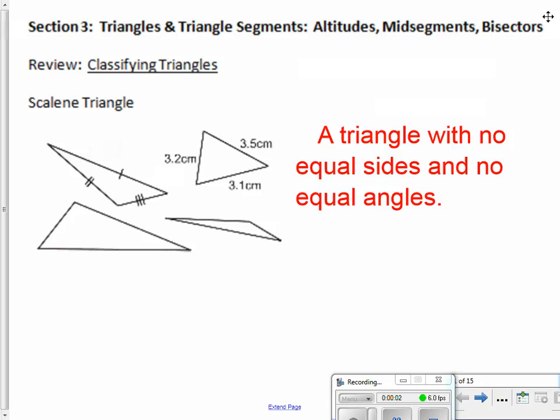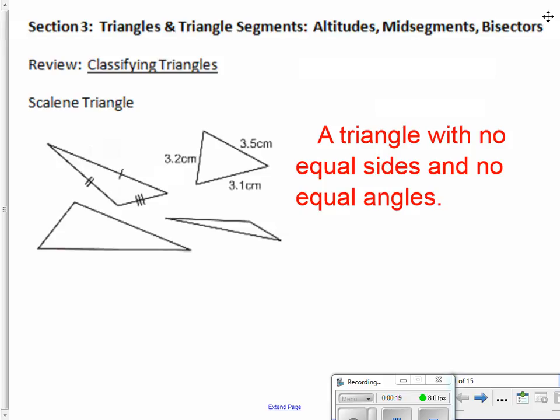All right, we're still in Unit 2. We're on Section 3 on triangles and triangle segments. This includes altitudes, mid-segments, and bisectors. So to begin, we're going to review some of our classifications, go over a few terms, and in our second video, we'll go over some examples.